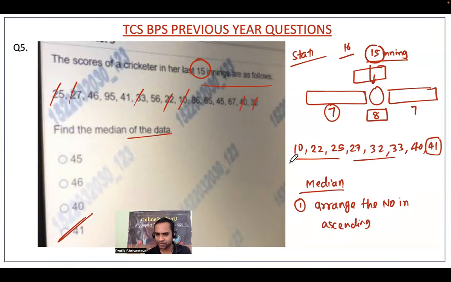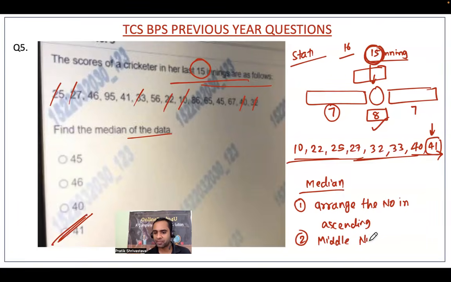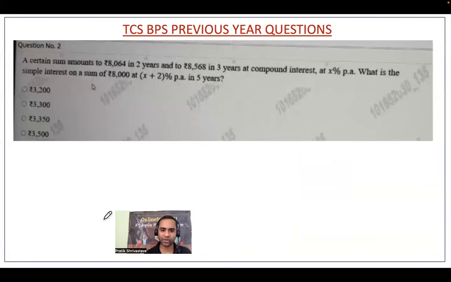If you try to visualize, here I have arranged them in ascending order. I did not arrange all the 15 numbers because I want the 8th number. So 10, 22, 25, 27, 32, 33, 40, and then my 8th number is 41. I don't need what is after 41, okay? So my median will become, so arrange the numbers in ascending order, and if the number is odd, so total 15 innings, then my middle number will become the median. Clear? Okay.